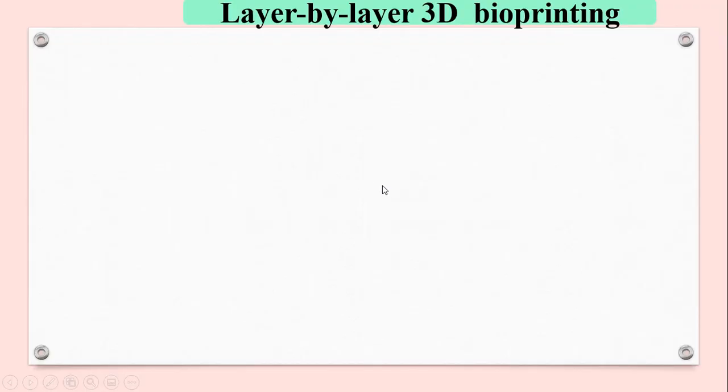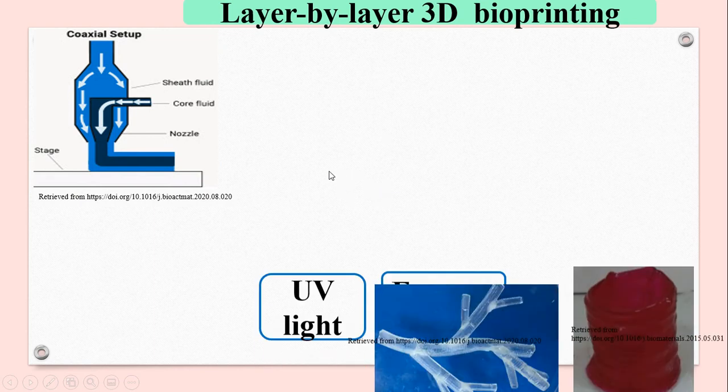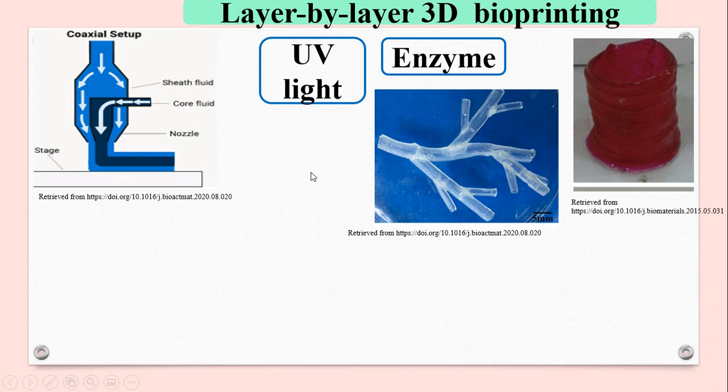Layer by layer 3D bioprinting is suitable for vasculature printing because it affords multi-layer constructs with a thickness of 50 micrometers to 1000 micrometers. The multi-layer coaxial nozzle is the main player in this technique. Fixation of the bioink is usually done through cross-linking with ultraviolet light, enzyme, chemical, or heat to form a blood vessel-like shape.